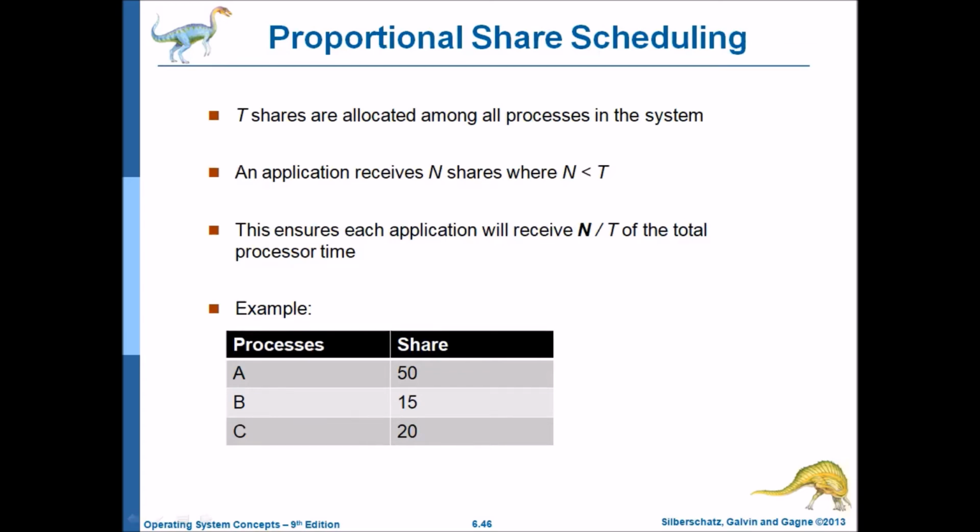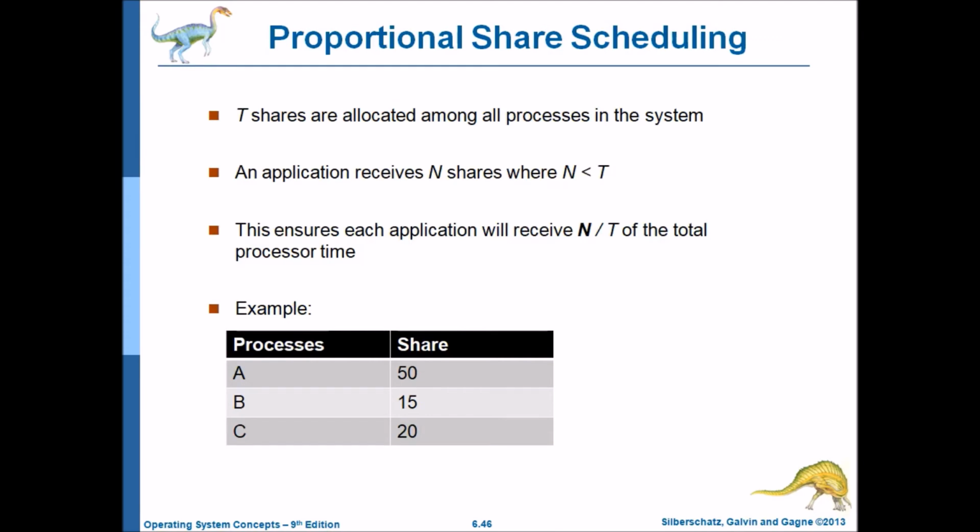So for example, assume that we have a total of 100 shares and it is to be divided among three processes A, B, and C. So we have A assigned with 50 shares, B assigned with 15 shares, and C assigned with 20 shares. So this scheme ensures that A will have 50% of the total processor time, and then B will have 15%, and C will have 20%.